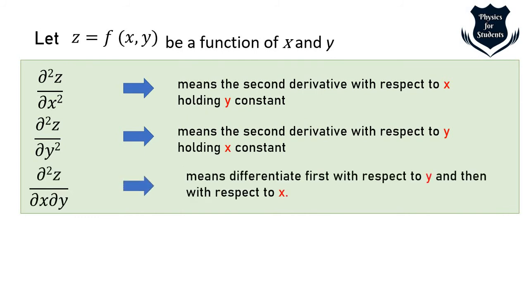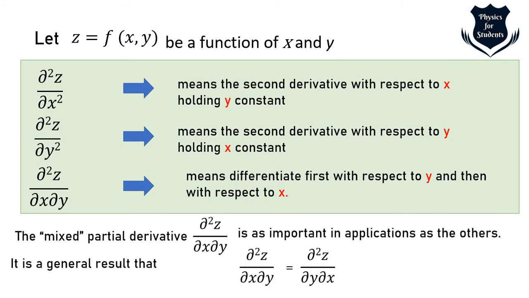This one means differentiate first with respect to y and then with respect to x. Note that this is the one you found, del squared z upon del x by del y. This is what we call the mixed partial derivative. It is outside the scope of this video, so we won't be dealing with it. Just keep a note that it's called a mixed partial derivative, and the general result is del squared z by del x by del y equals del squared z by del y by del x. So it has the same importance. This is what it means in terms of second derivatives.